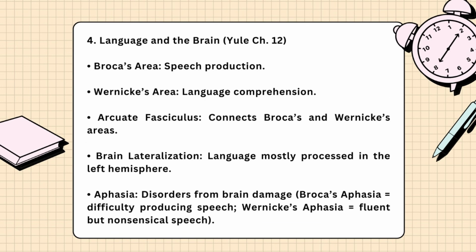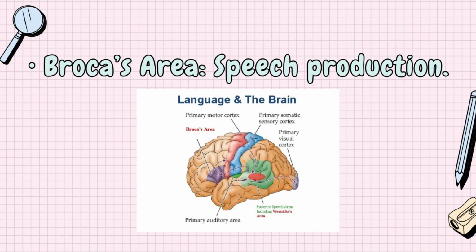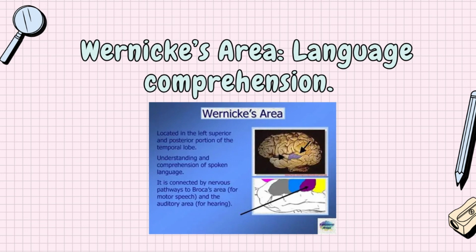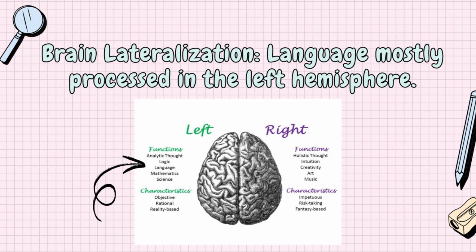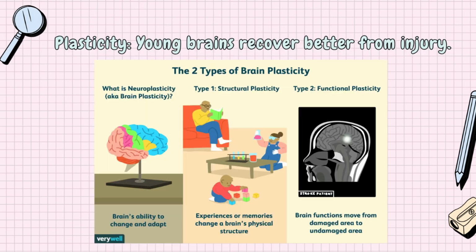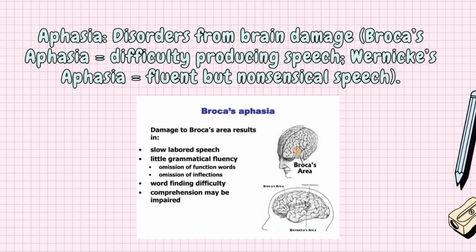Language in the brain. Broca's area produces speech. Wernicke's area comprehends language. Arcuate fasciculus connects both. Brain lateralization. Language is mainly in the left hemisphere. Plasticity. Young brains recover better from injury. Disorders, aphasia, loss of language abilities.